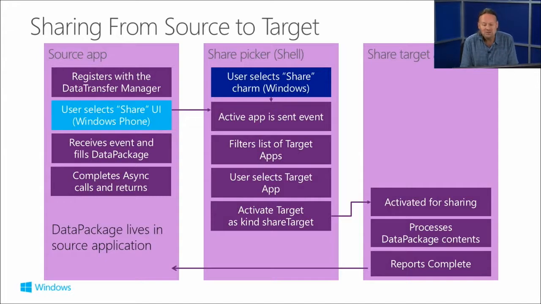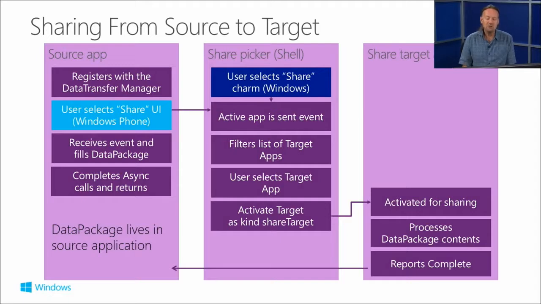And if you're on big Windows, it gets to the same place by the user selecting the share charm on the right by swiping in the charms bar from the right. And that gets to the same box, at which point the share picker fires back an event to the source app and says, okay, what have you got to share? So it receives that event and fills this object called a data package. This data package is the formalized way, the contract for the share source, and it fills that and sends it back to the share picker.